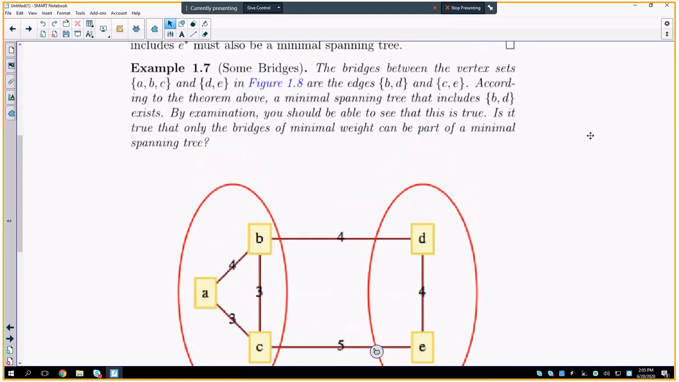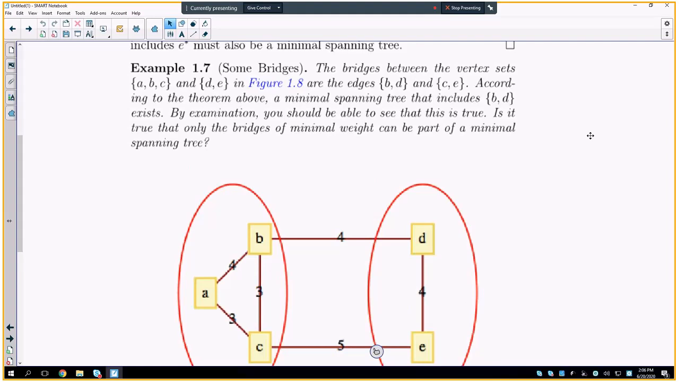So in this example, the bridges between the vertex sets ABC and DE are BD and CE. According to the theorem above, a minimal spanning tree that includes BD must exist. So any minimal spanning tree must contain the bridge of minimum weight, which is 4 here. So it must contain B and D. By examination, we should be able to see that it is true.